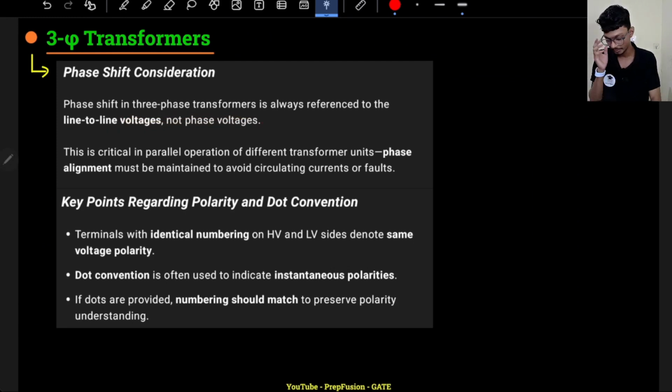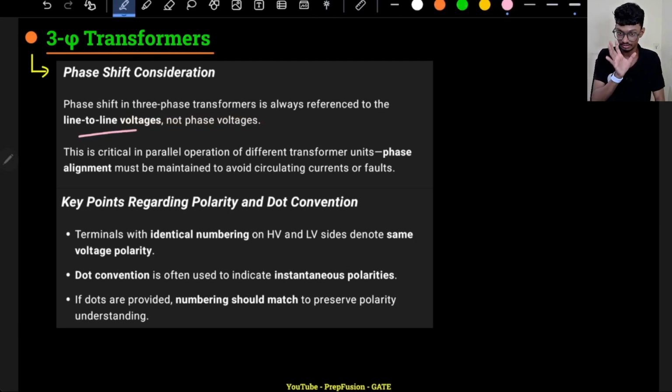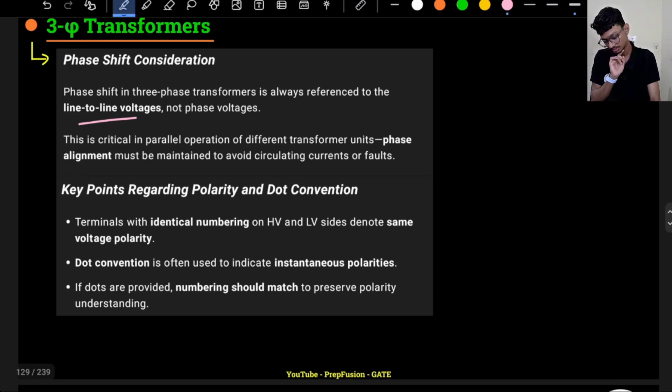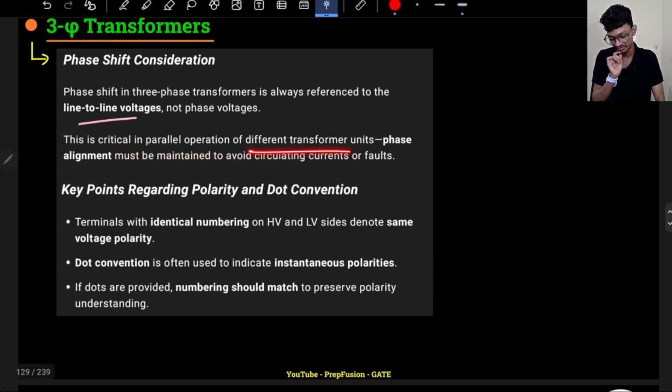As I have discussed, we will always see line to line voltage, with respect to which I will compare the phase difference. I will never see phase. I will never ever compare the phase voltages. This is critical in parallel operation of different transformer units.